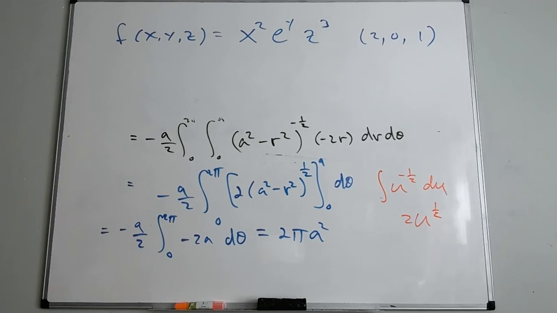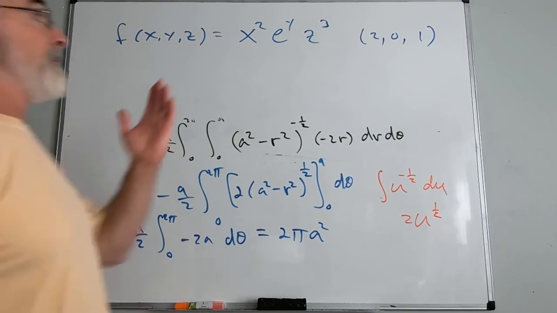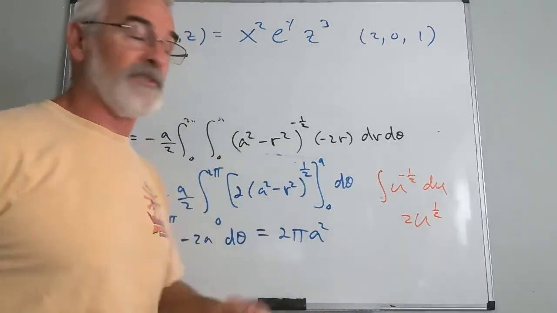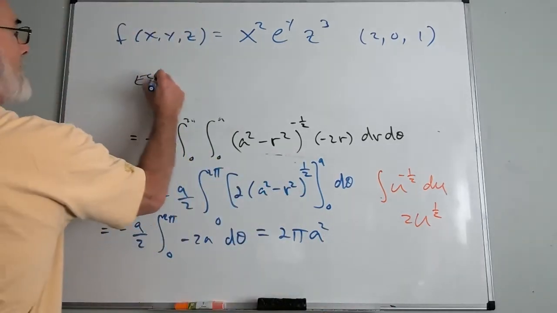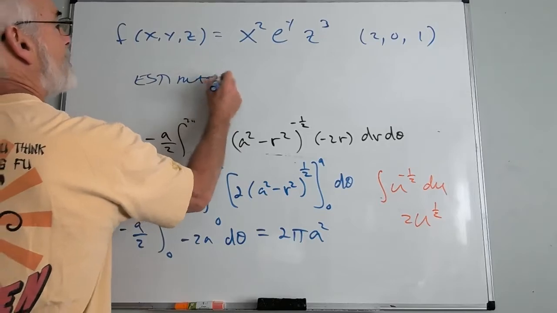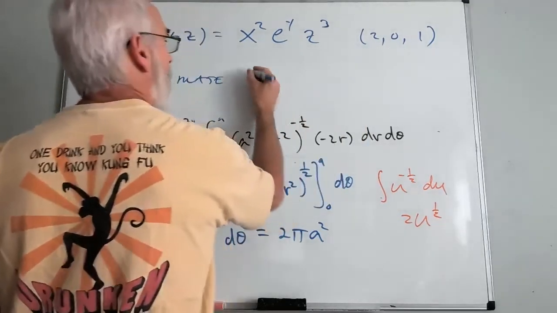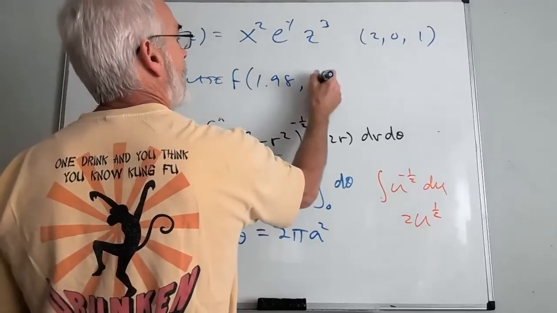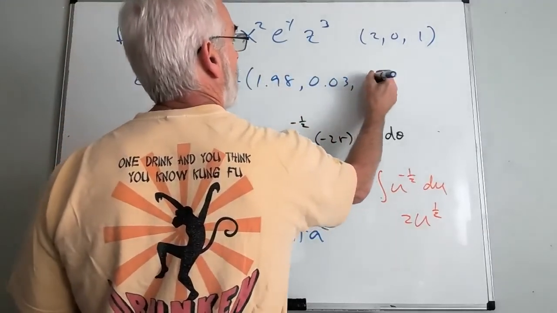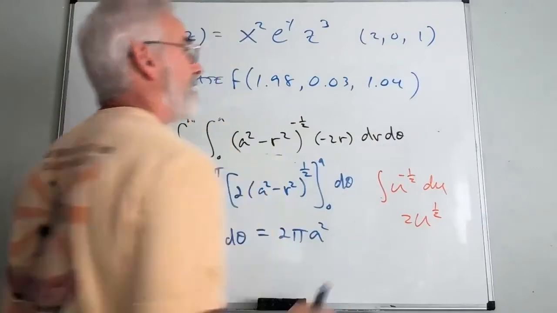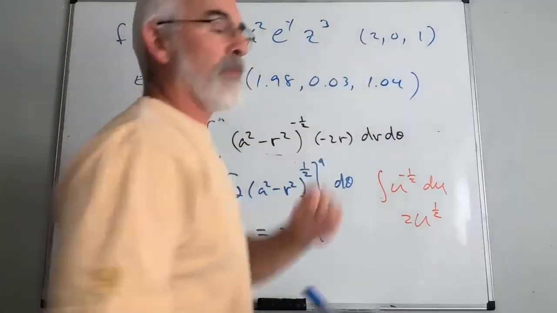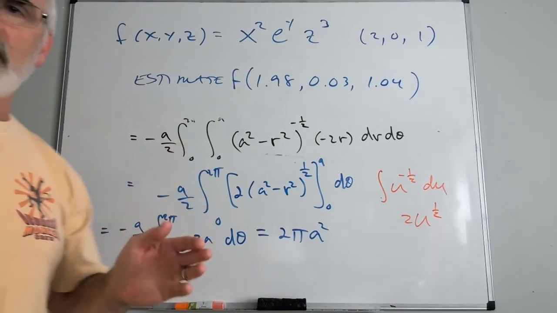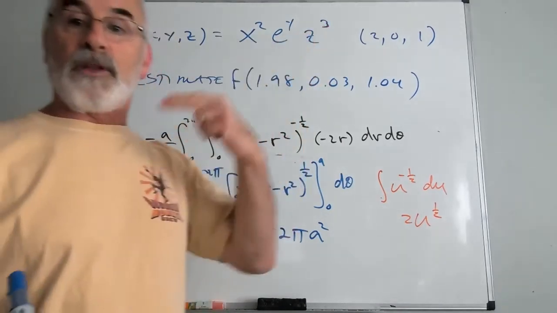Lest we forget: directional derivatives and equations of tangent planes. I might ask you to use the tangent plane to estimate, how about f of 1.98, 0.03, 1.04. In other words, something very close to a happy point. And so when you found your equation of the tangent plane, you did all those things. It's all the same thing over and over and over again.